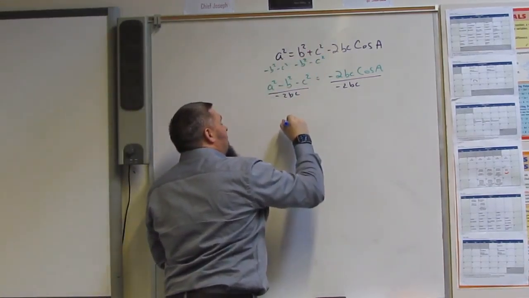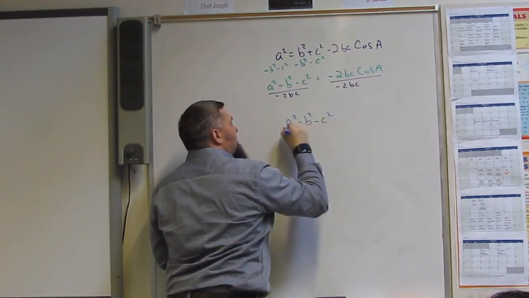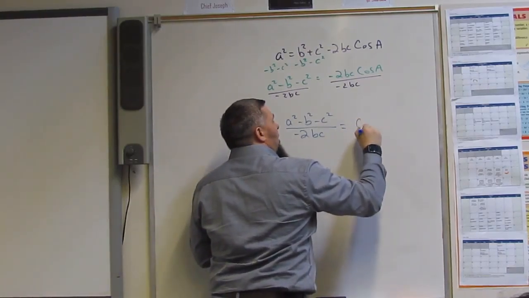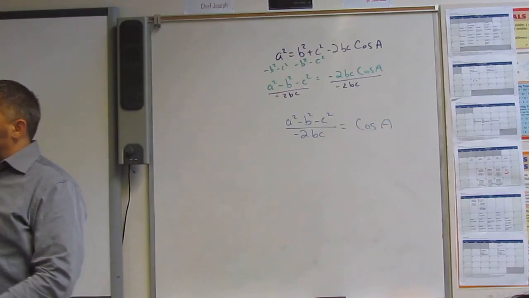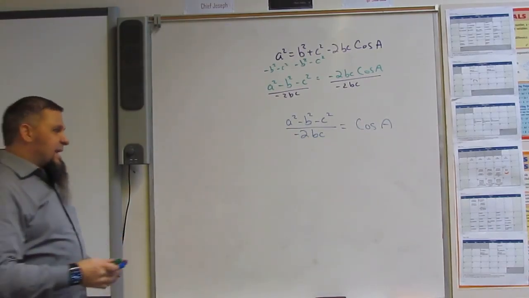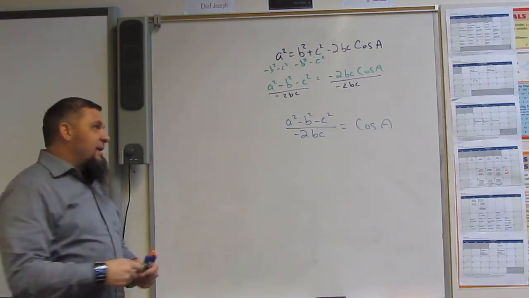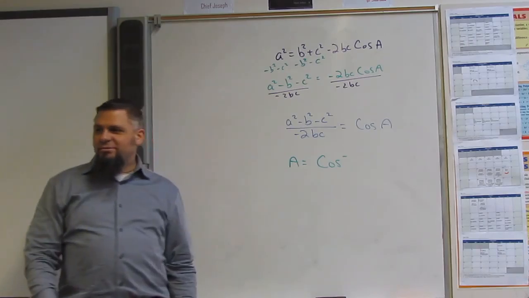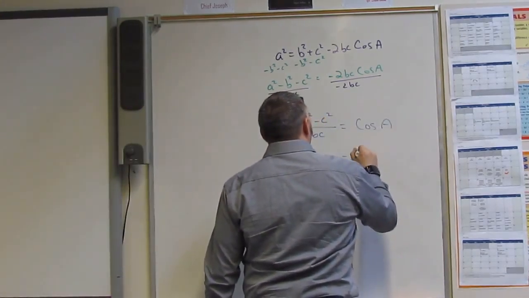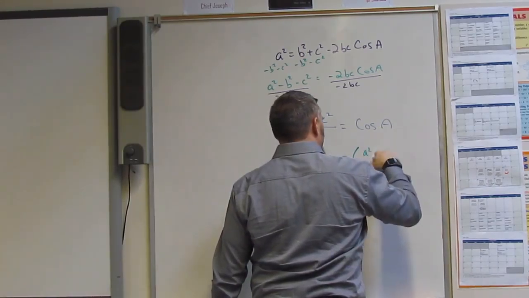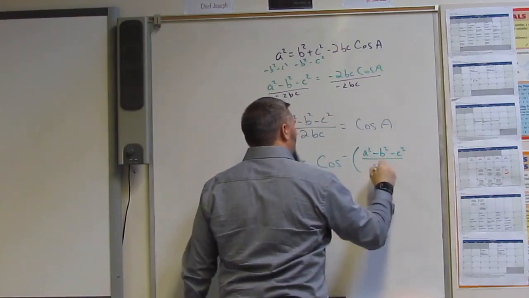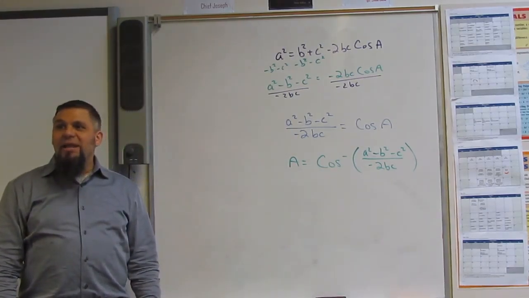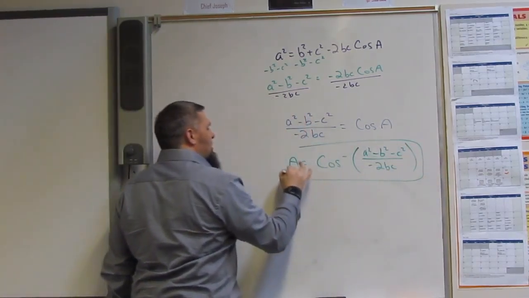So, a squared minus b squared minus c squared divided by negative 2bc is equal to cosine of A, right? How do I find out what A is? What's A? A is equal to the cosine inverse of the quantity of a squared minus b squared minus c squared all over negative 2bc. That's all? You said it was going to be easy. This is easy. I'm making it easy. You have a formula now that you can use to find A.